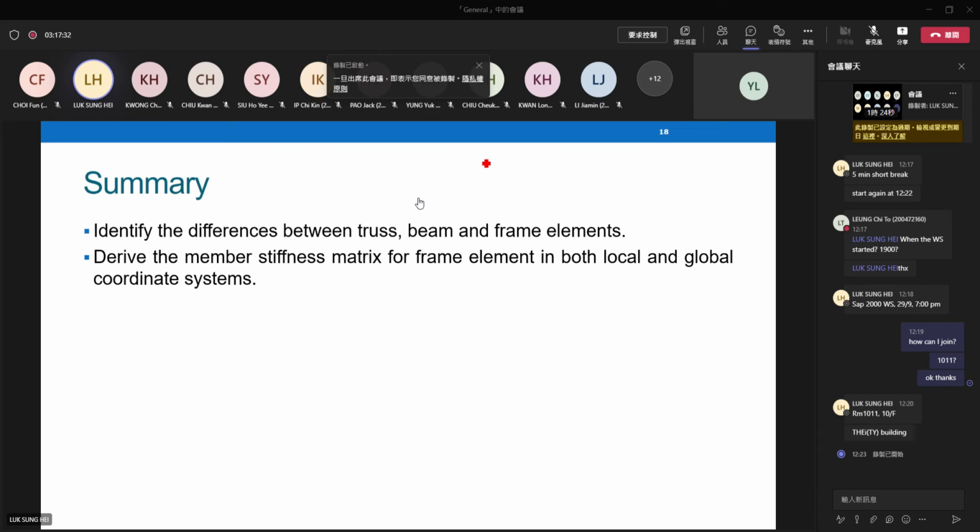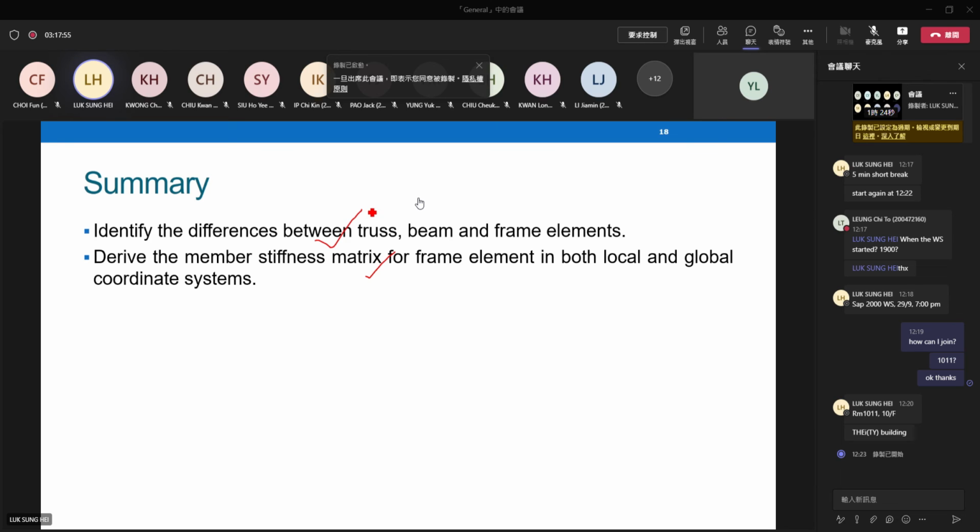So we learned the difference between truss, beam, and frame in these short sections. Then we derived our element matrix for frame, and then converted that to the global coordinate system. These are what we have learned up to here.